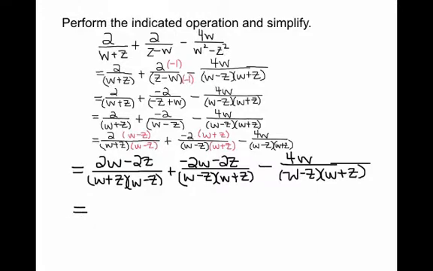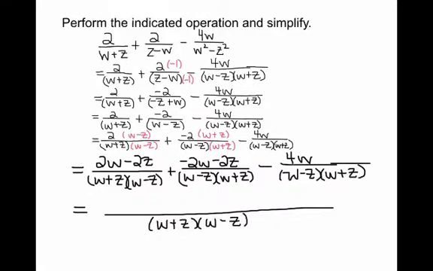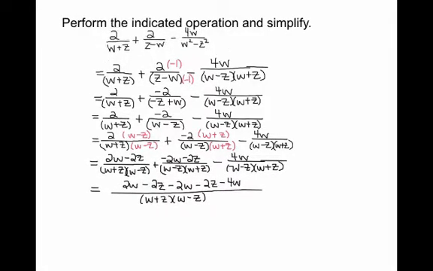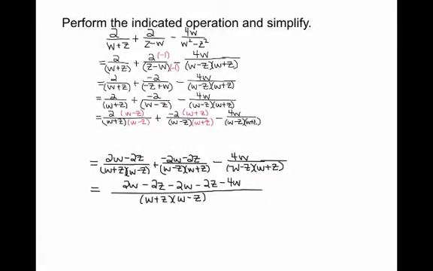So now all of our fractions have the common denominator, so we'll go ahead and keep that common denominator, w plus z times w minus z, and we'll perform all of the operations for the numerators. So we end up with 2w minus 2z minus 2w minus 2z minus 4w. And again, we need to make this a little bit smaller and move it up so that we have some room to write. In fact, maybe we'll just adjust all of these a bit.